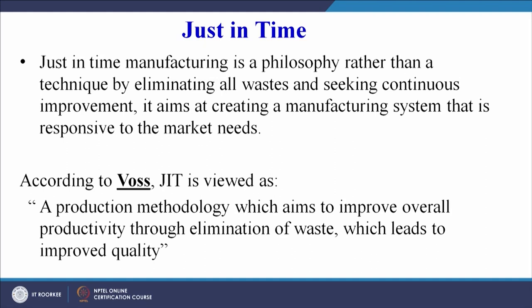So according to WOS, JIT is viewed as a production methodology which aims to improve overall productivity through elimination of waste, which leads to improved quality. So three important words are: overall quality has to be improved. How can it be improved? By elimination of waste, that is the second important point. And then if your productivity is good, your waste is less, your quality will automatically be high. So all these three things, productivity will improve, waste will reduce and quality will be high. This we will focus on when we see the advantages of applying the JIT philosophy in the operations management system.